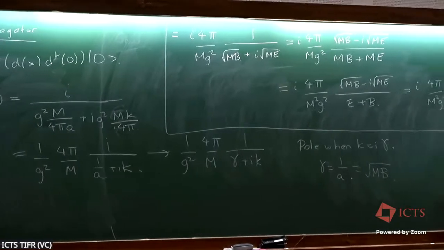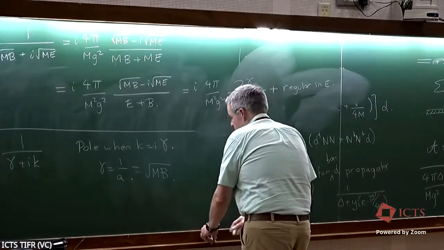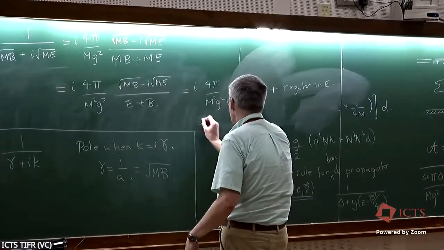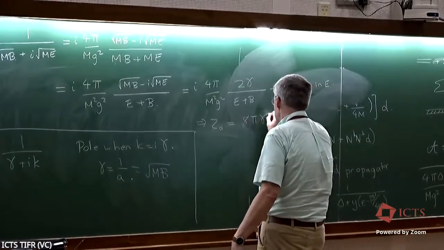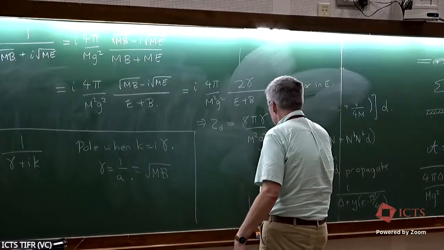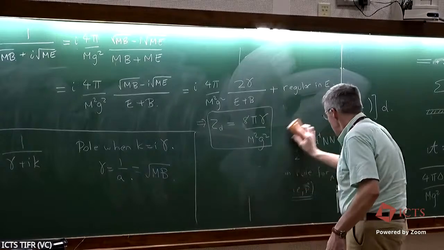So what does this tell us? This tells us that the wave function renormalization for this dimer field is 8 pi gamma over m squared g squared. And this is another result I'll be using after the break.